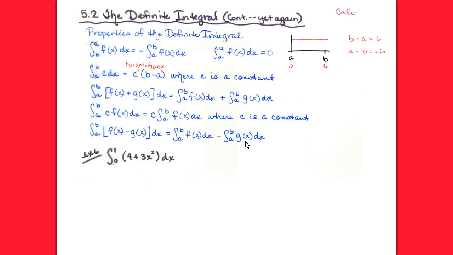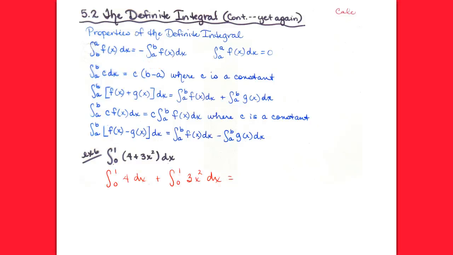Example 6 on 332 says use the properties of integrals to evaluate the area under the curve from 0 to 1 of 4 plus 3x squared dx. To begin with, I'm going to break that apart into two separate integrals so it's a little less complicated and a little less challenging to deal with. Be sure, though, that with your notation you keep the integral sign and the dx together. So if I have two integrals, I have two dx's.